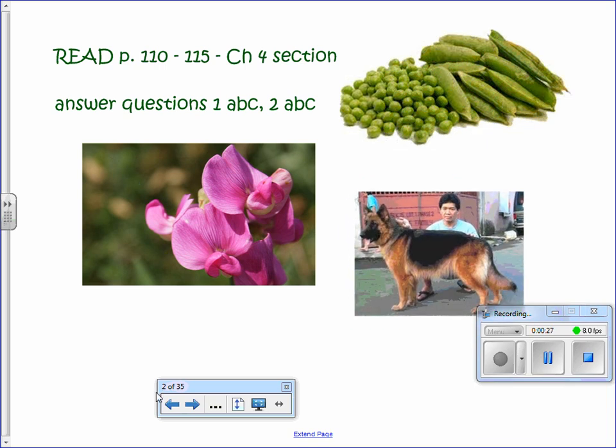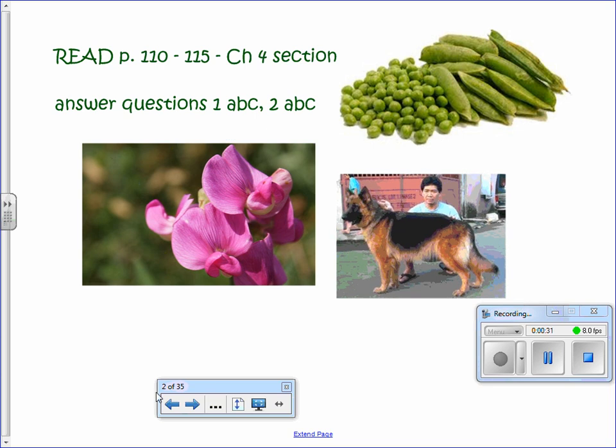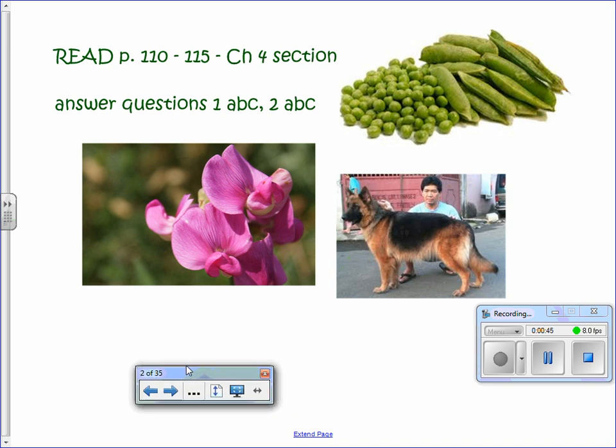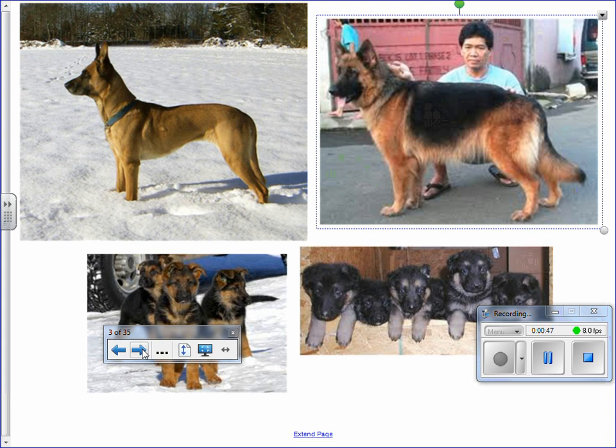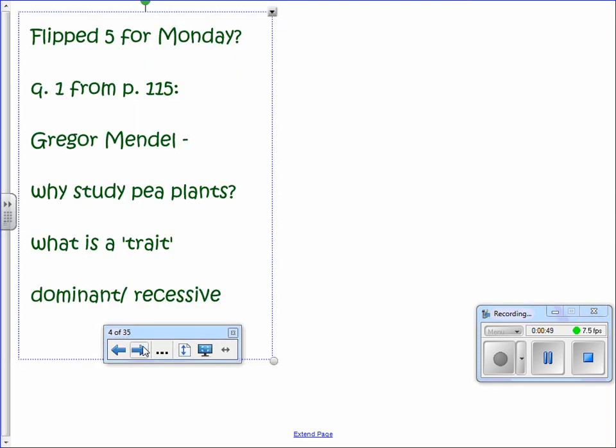And we have here peas, a pea plant, and a dog. And the reason why I put the dog here is one of the things we'll talk about is Gregor Mendel. He studied pea plants. Why did he study pea plants? Not something like cute, fuzzy puppies. It's actually a really important reason why. So let's first look at our flipped 5 for Monday.